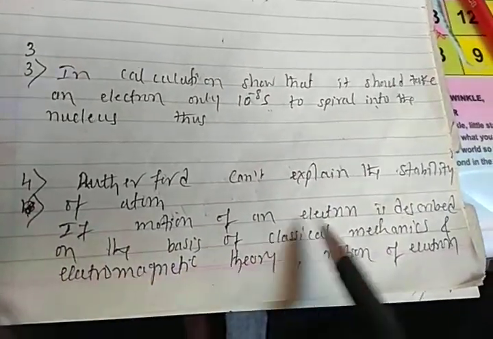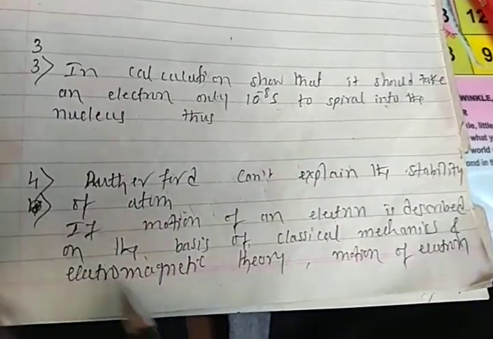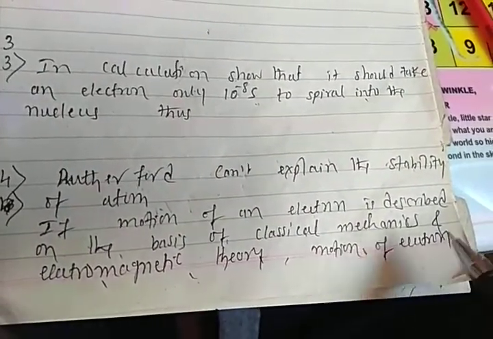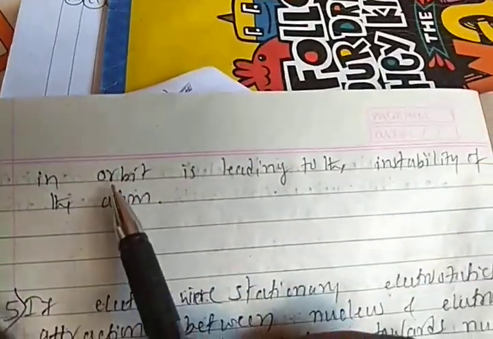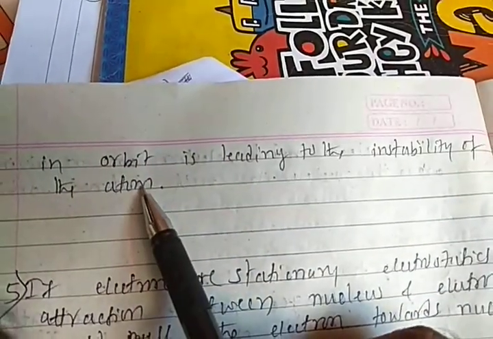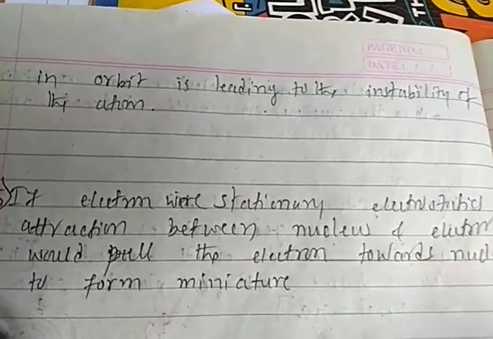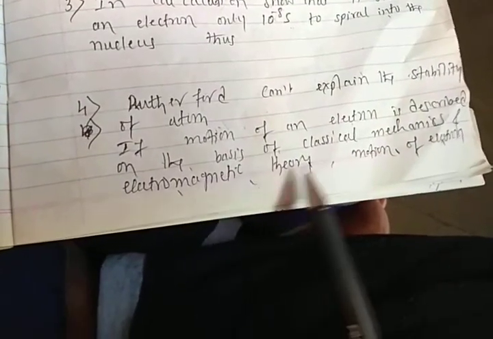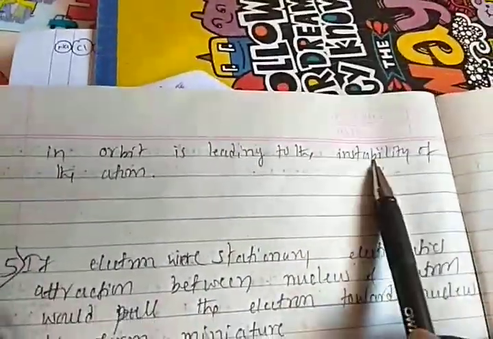The motion of electrons is described on the basis of classical mechanics and electromagnetic theory, and the motion of electrons in orbit leads to the instability of atoms. So what are the instabilities there? That instability we will discuss in further topics. But the topics mentioned here are classical mechanics, electromagnetic theory, motion of electrons, and the instability of atoms.